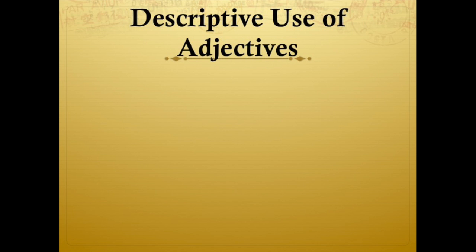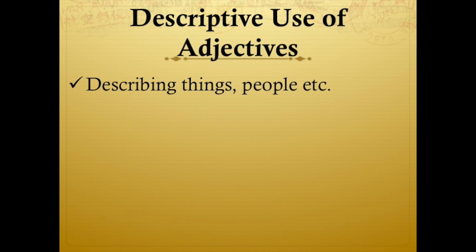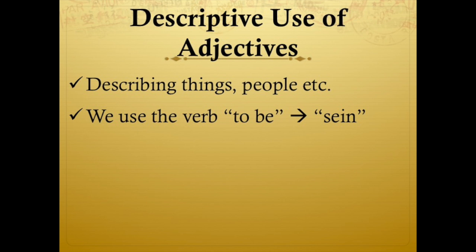So first, most important about adjectives is to understand that we can use them in two ways, either as an attributive adjective or as a descriptive adjective. The descriptive way is the easier way in a way in German because you don't have to apply an ending to them. So let's look at that. When we're using an adjective descriptively, we're doing so to describe things or people, which we always do when we use adjectives. However, here we're using the verb to be specifically.